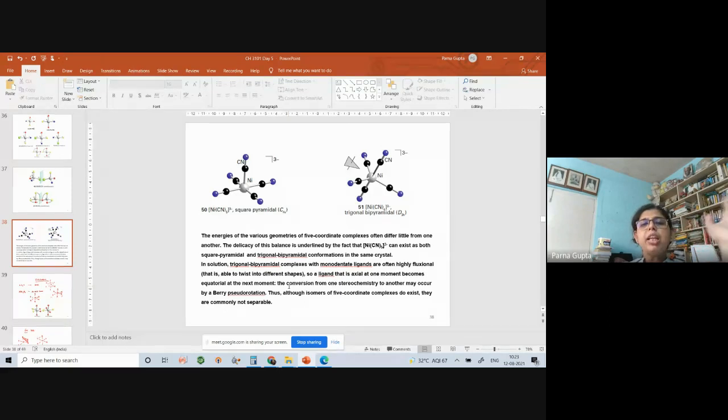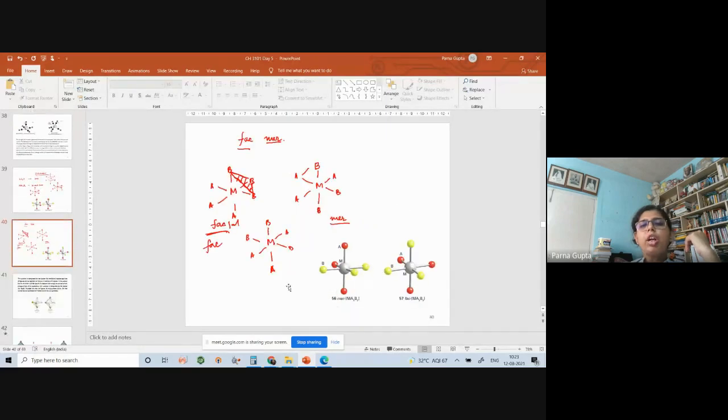Please read this particular slide on isomerism. If you don't understand anything, please come back. I shall not explain it, because I would have to go a little deeper.